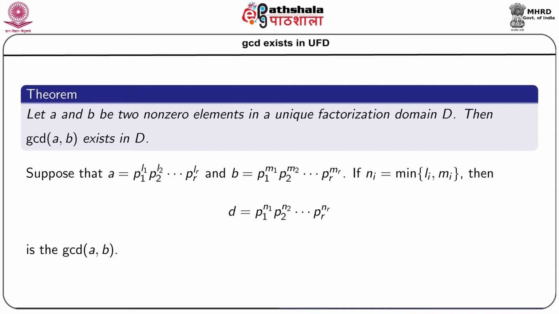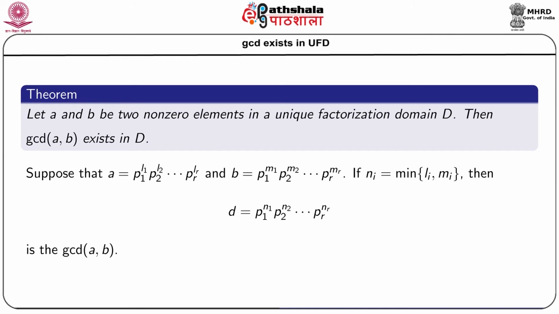So, if we take Ni to be the smallest among Li and Mi, it is easy to prove that the element D, which is the product of P1 to the power N1, P2 to the power N2 up to Pr to the power Nr, will be the GCD of A and B. The most interesting fact is that though the GCD of two elements exists in a unique factorization domain, Bezout's identity does not hold here, which I will show by giving an example at the end of this module.